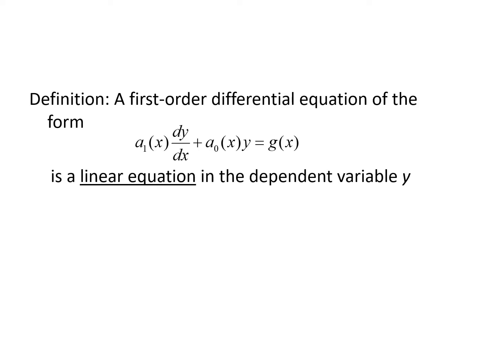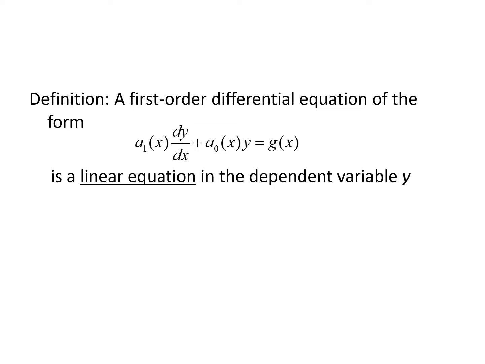Let's begin with the definition. A first-order differential equation of the form a1 of x times the first derivative of y with respect to x plus a naught of x times y is equal to g of x is going to be a linear equation in the dependent variable y. This matches up with what we've talked about with linearity. Y and its derivatives have a power of 1, and the coefficients all depend on x's, not on y's. So that satisfies the linearity properties that we talked about previously.